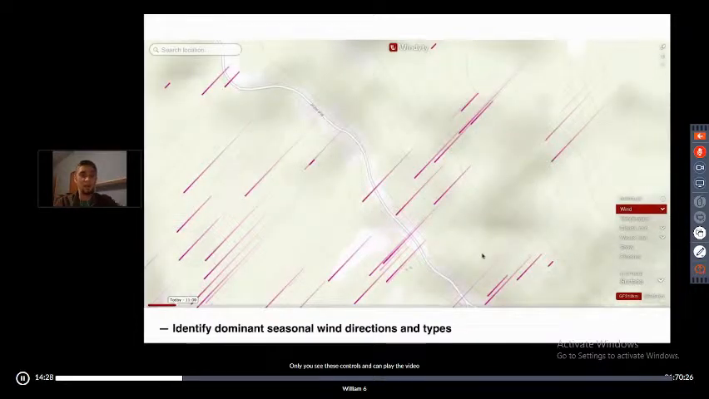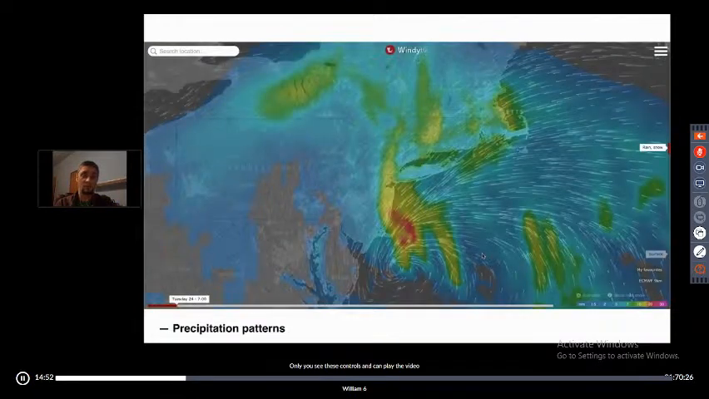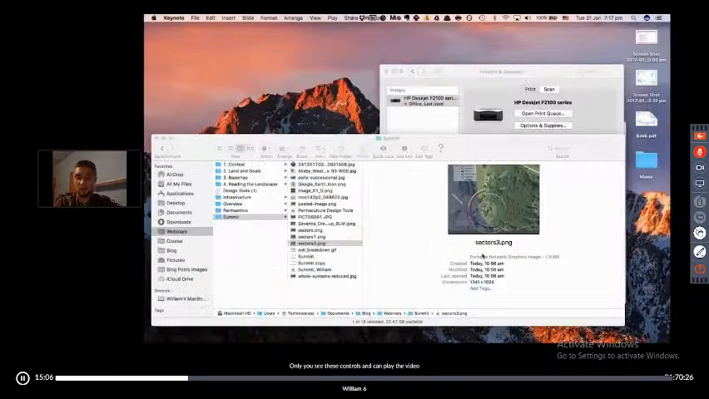Then next is understanding how the wind behaves, what kind of winds are coming from which direction, when they are happening, what type of winds are dominant throughout the season, what types are blowing and from where, and also understanding how rain comes, where the rain comes from, and what the weather patterns are. And I can show you here. I'll just show you the website that I'm talking about.